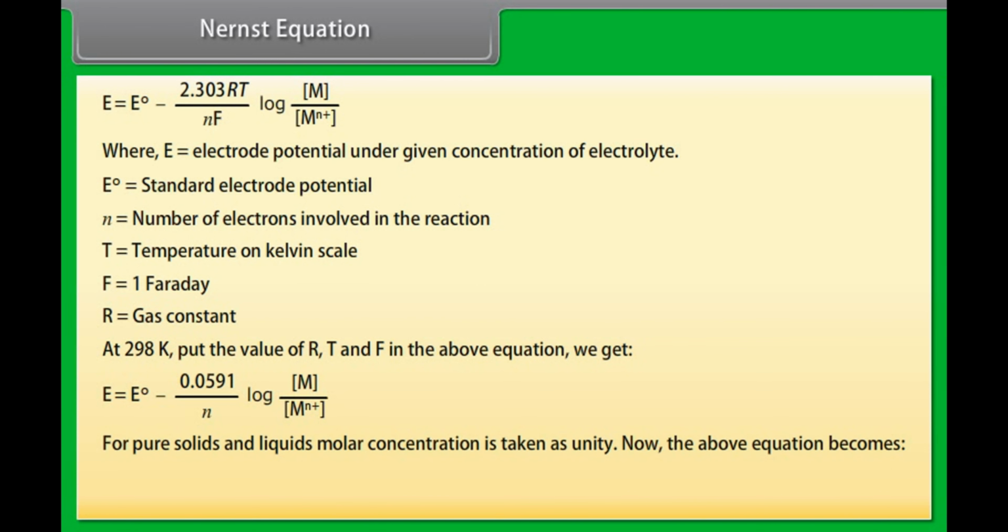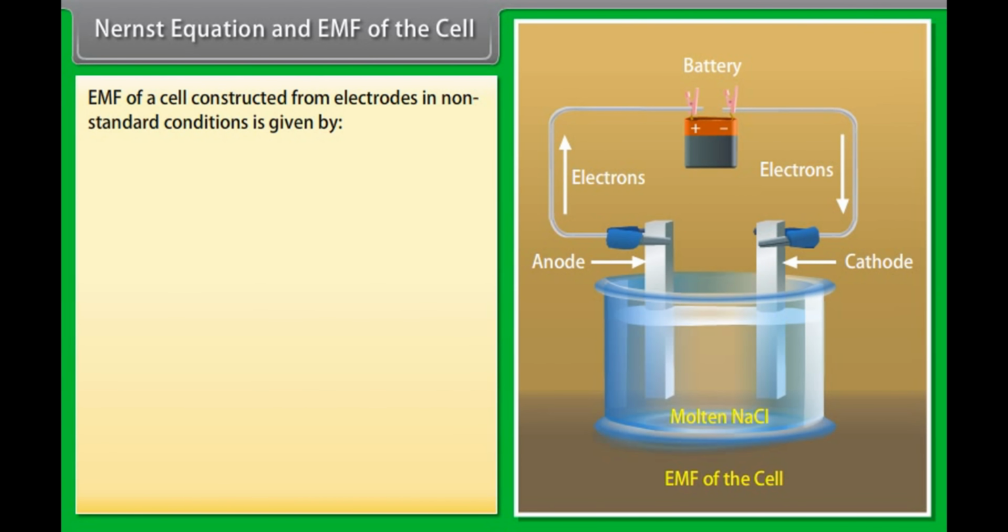For pure solids and liquids, molar concentration is taken as unity. Now, the above equation becomes E is equal to E naught minus 0.0591 upon n log 1 upon M ion. Nernst equation and EMF of the cell. EMF of a cell constructed from electrodes in non-standard conditions is given by E cell is equal to E naught cell minus 2.303 RT upon nF multiplied by log Q.